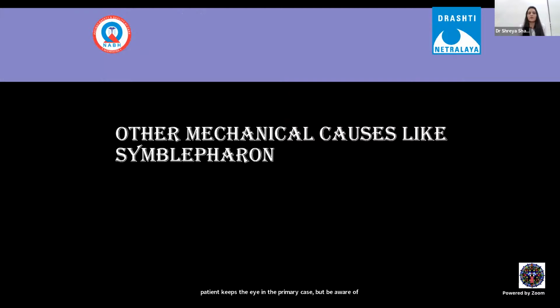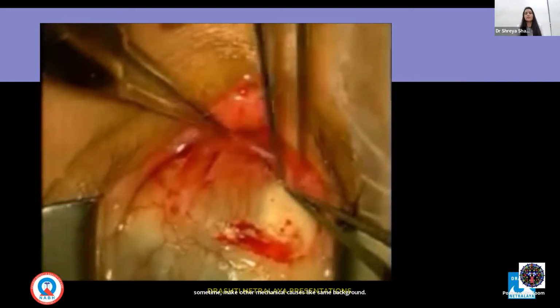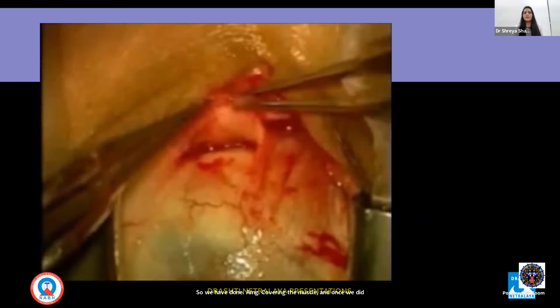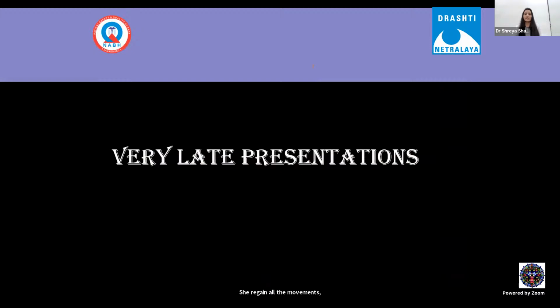Sometimes other mechanical causes like symblepharon cause the strabismus. So this girl had a deep chemical injury and the muscle was scarred. So we have done AMG covering the muscle, and once we did amniotic membrane covering the muscle, she regained all the movements. Simple mechanical, just because of symblepharon, you need to treat. Very late presentation, I'll not go into detail of it.